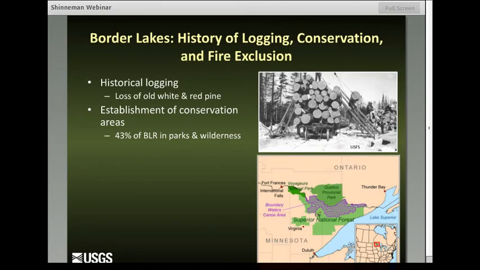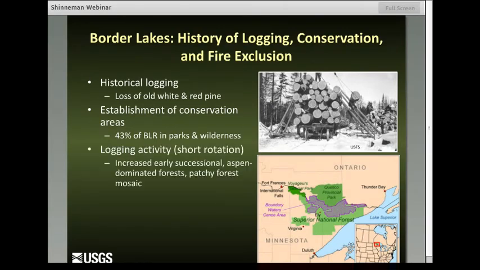Those activities have moved much of that part of the landscape into more late successional or conifer-dominated forests, at least until fairly recent years, until a suite of fairly large disturbance events that I'll talk about in just a little bit. While outside of park and wilderness areas, logging activity and often short rotation logging activities have increased early successional forest, often dominated by aspen, and have often created a more patchy forest mosaic.